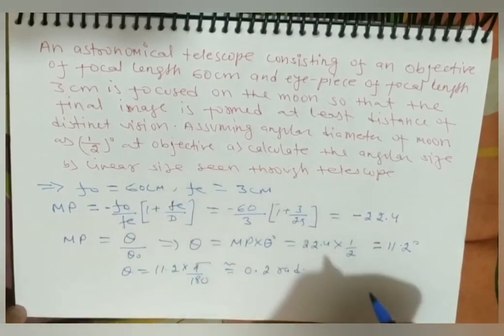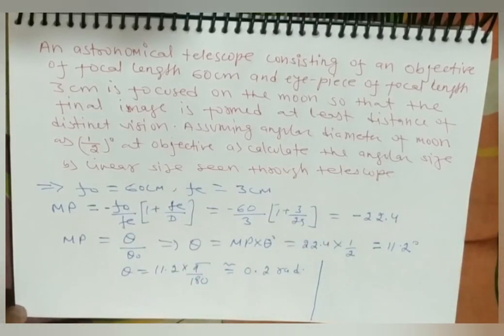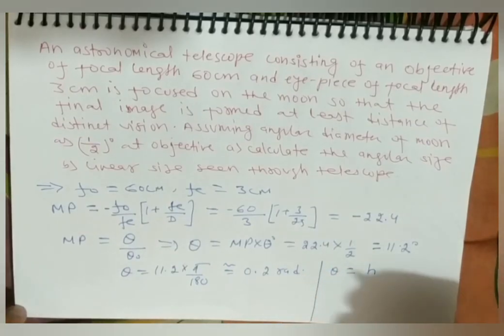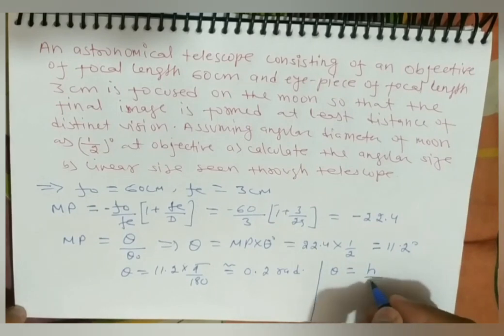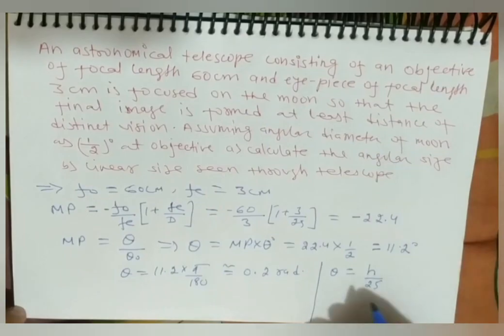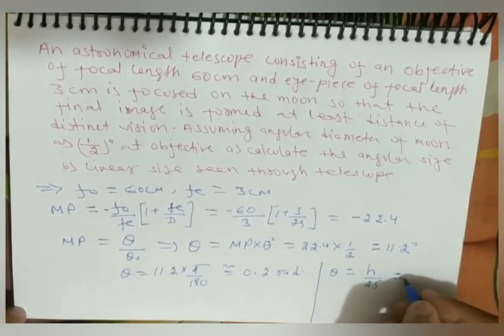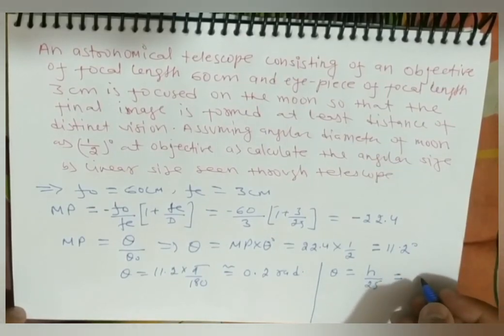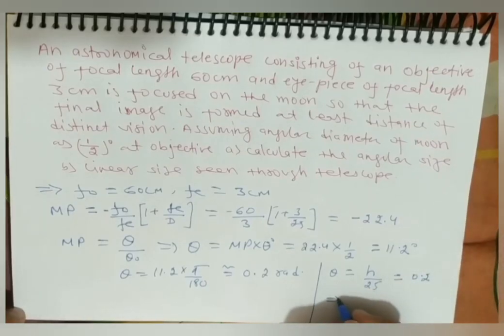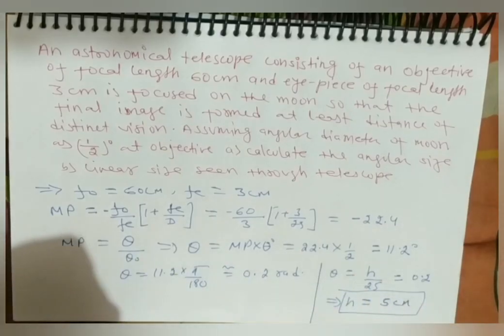Okay, linear size. We know that theta will be, let the height of final image be h, then h upon 25, because image is formed at least distance, and theta is 0.2. So h will be approximately 5 centimeter. This is the final result. Thank you.